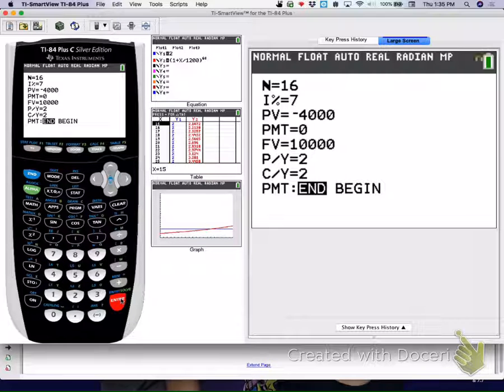Okay, so 16, 7, negative 13,000, 0, 0, because it won't let me leave it blank, 4, and 4. Okay, but come back up here to the future value, alpha, enter. Okay, so we'll round that off there.